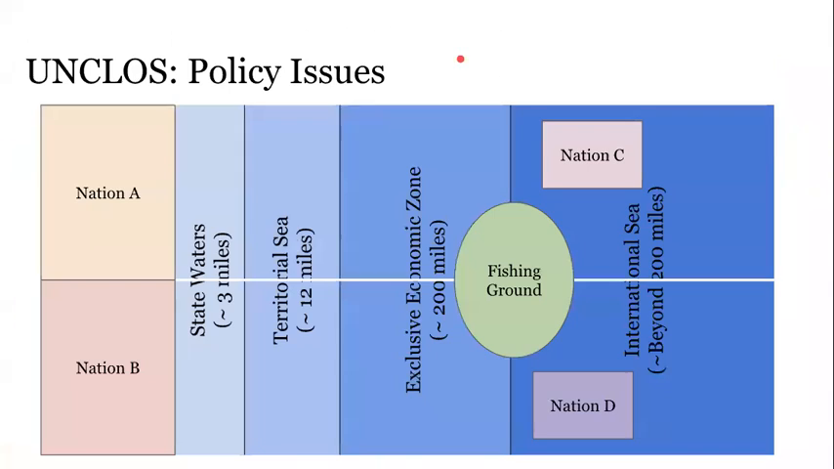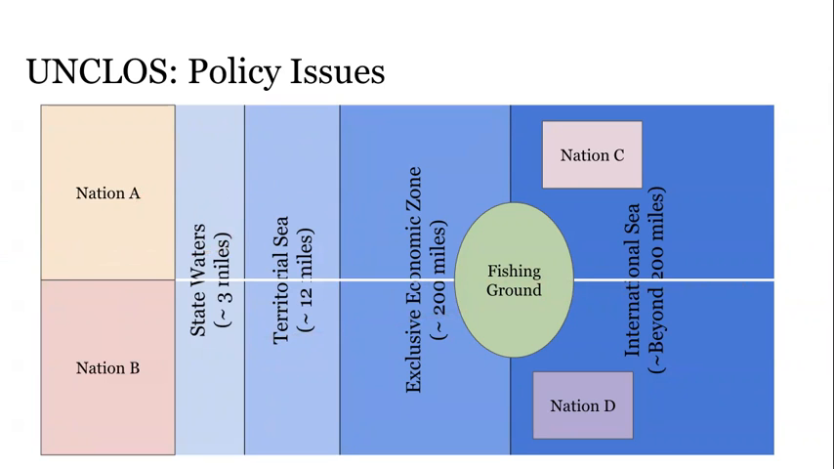And in terms of policy issues, we can think of an example here where we have, and I think we've talked about this a little bit, nations that sit adjacent to one another. And we can think that, as a result, there's a jurisdictional line between them. And these zones under UNCLOS are still shared between one another.